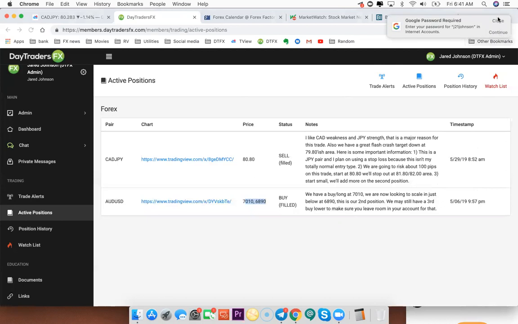Okay, I don't know why Google needs my password. They have my password. Okay.